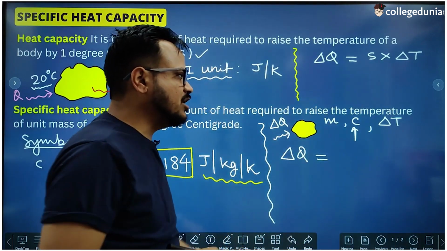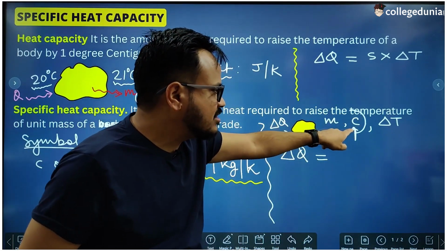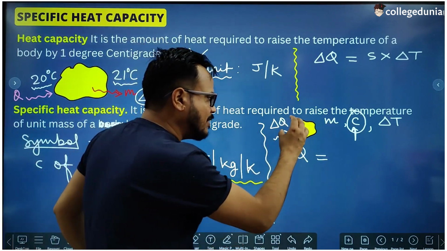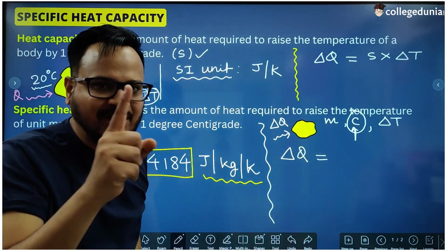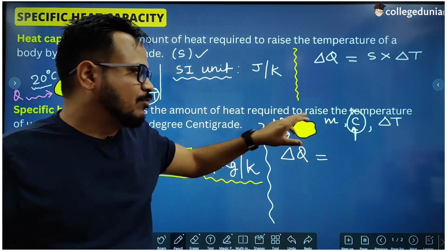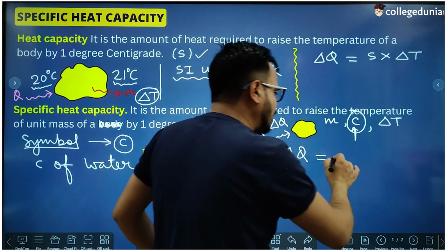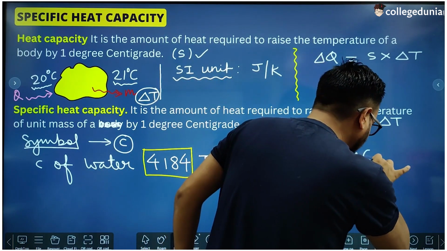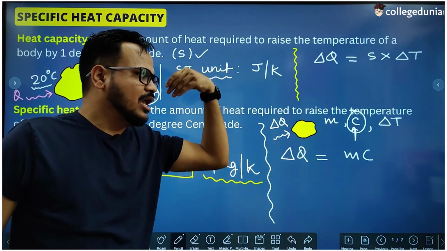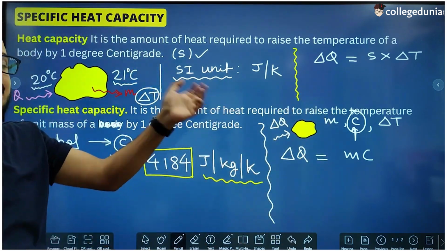What was the definition of C? This value is simply the amount of heat required to raise the temperature of unit mass of this substance by 1 degree centigrade. But the mass of this body is M. So what is the total heat required to increase the temperature of this whole body by 1 degree centigrade? That is M into C.